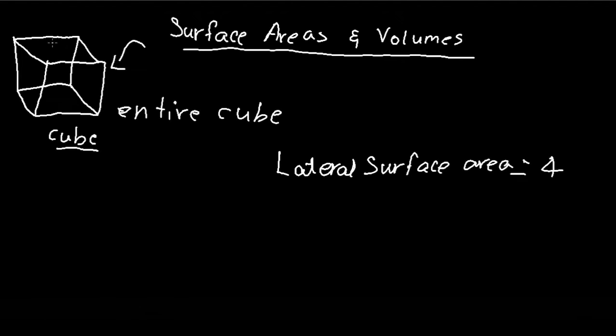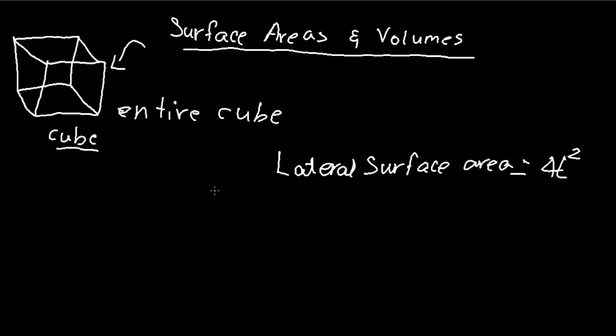Now, 4 sides, and each side has an edge, and we know that all edges are equal, or all sides are equal in a square. So 4L squared, the number of sides times the edge squared. That is the formula of lateral surface area.